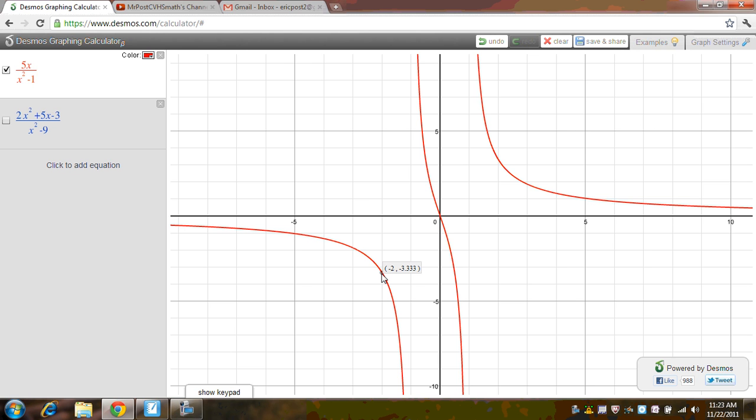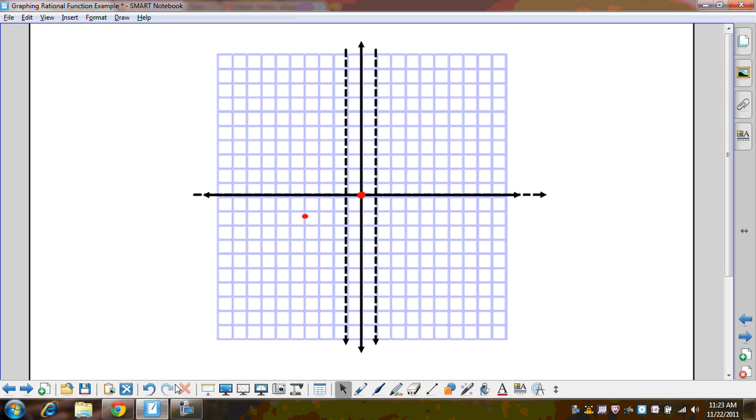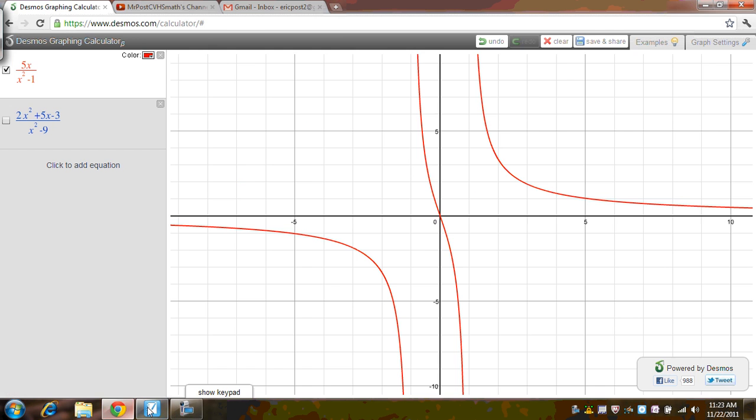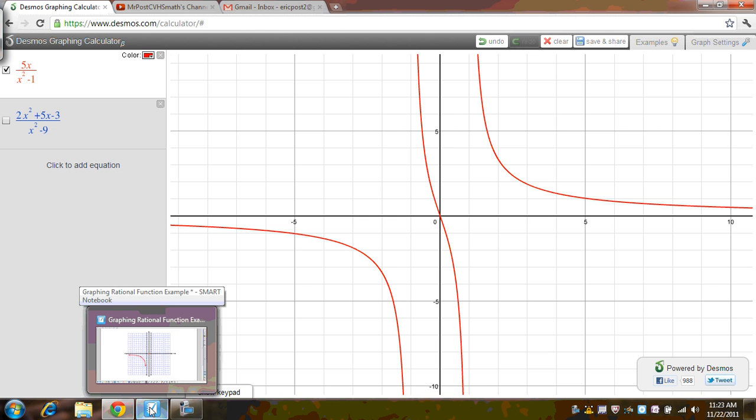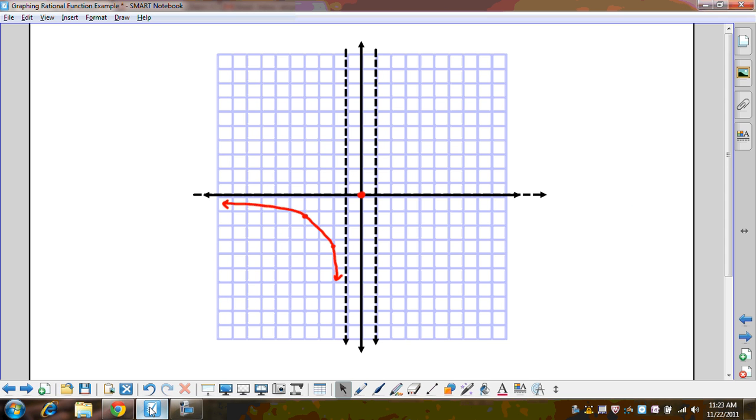-4 and -1 1/3. So I'm going to go over to -4, go down, and I'm just eyeballing it. So right about there. Let me try to pull another point. Maybe -2 and -3 1/3. So right about there. So that's enough. So now what I'm going to do, I'm just going to draw in my curve.